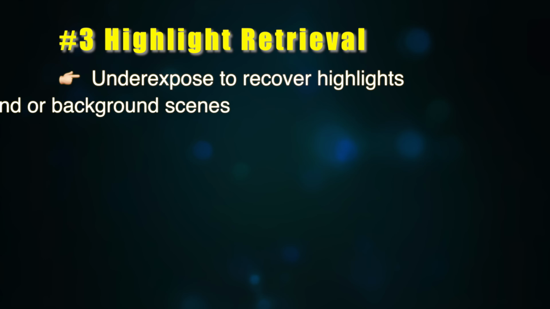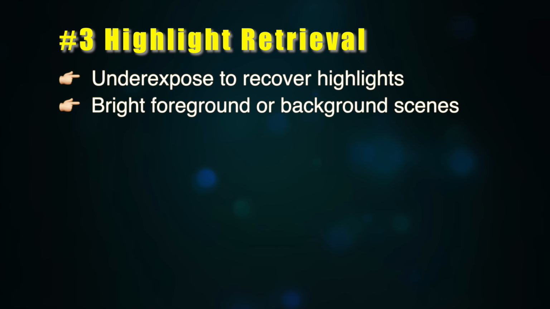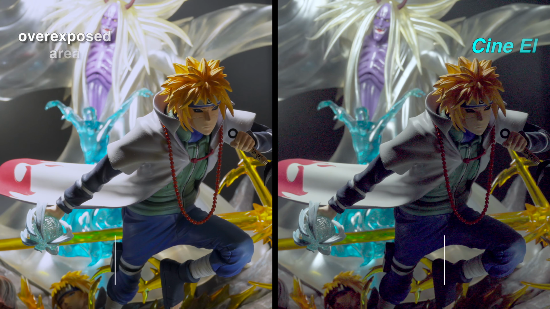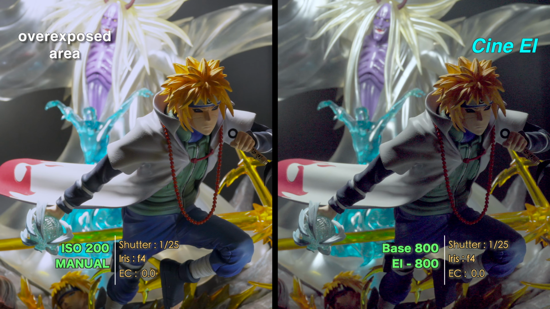Claim number 3. Underexposing using Cine EI mode can recover otherwise overblown highlights. The testing parameters are as shown in the video's captions. Here are 3 comparison tests. Test number 1. Simulated overexposed background versus foreground. The reference video with properly exposed foreground will have an overexposed background. The Cine EI comparison is underexposed to recover the background highlights.